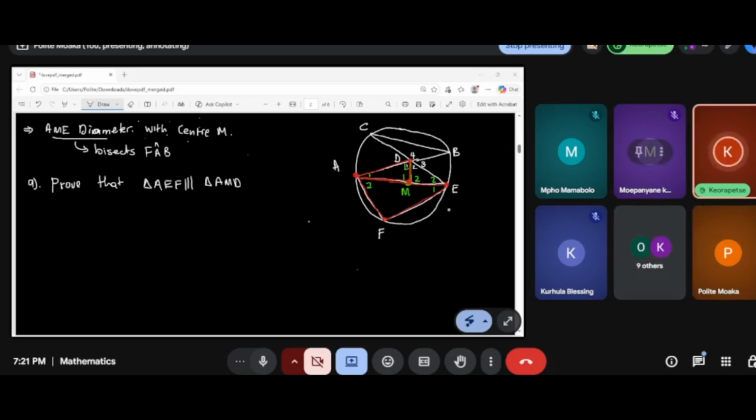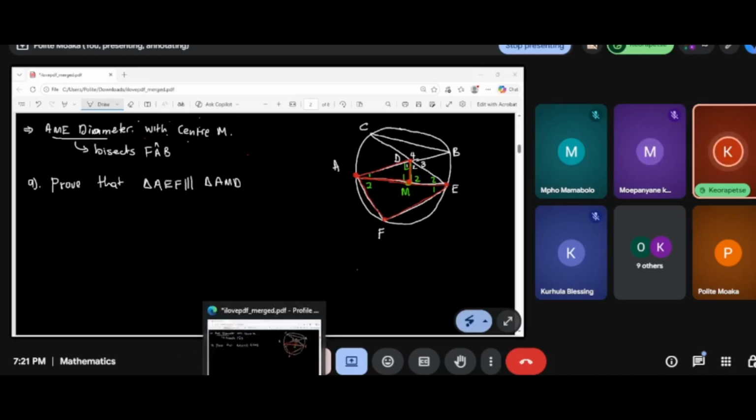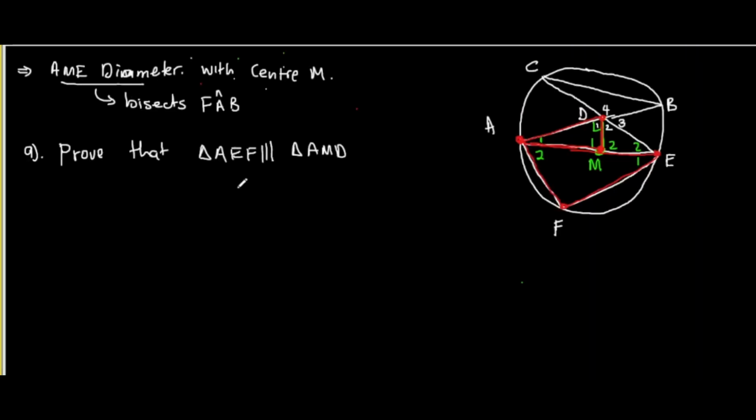Sir, we were told that AME is a diameter. Therefore, we can conclude that angle F is 90 degrees. Okay, can you please pause there for me? You are saying that angle F is 90 degrees. Can you please tell me what is your reason? Why are you saying that angle F is 90 degrees?